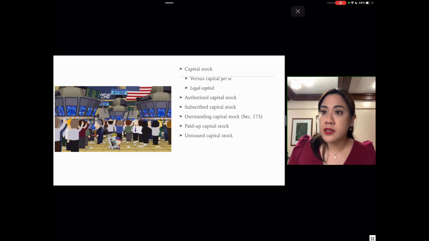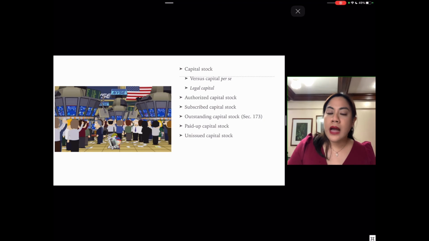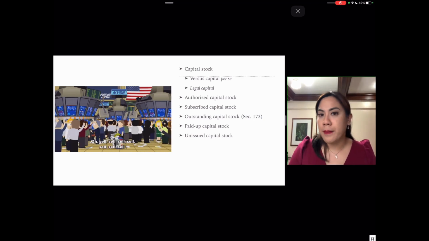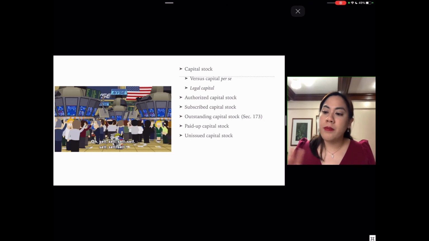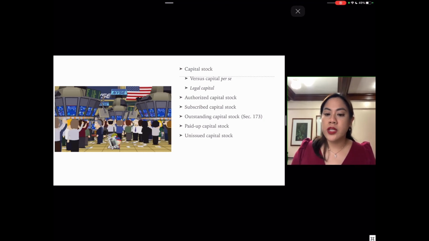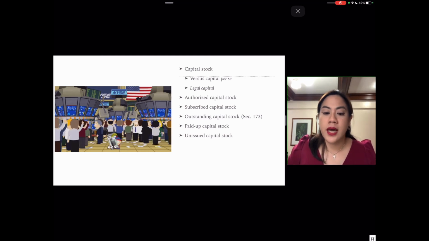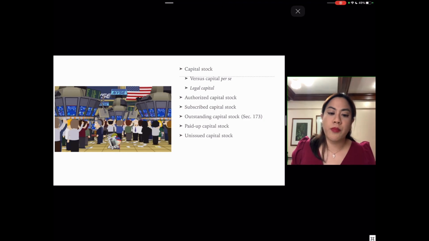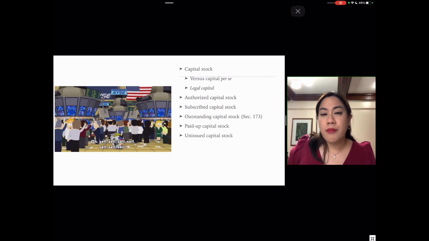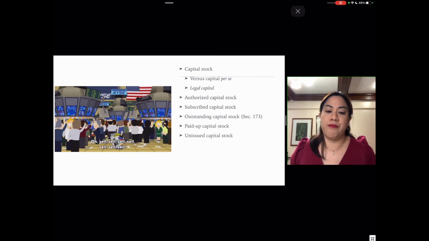So, before going to authorized capital stock, note that it is different from capital per se, or capital. Because capital refers to the entire property or assets of the corporation. It includes distributed earnings less losses and expenses. So strictly speaking, though, it refers to the portion of the net assets paid by the shareholders as consideration for the shares issued by them.